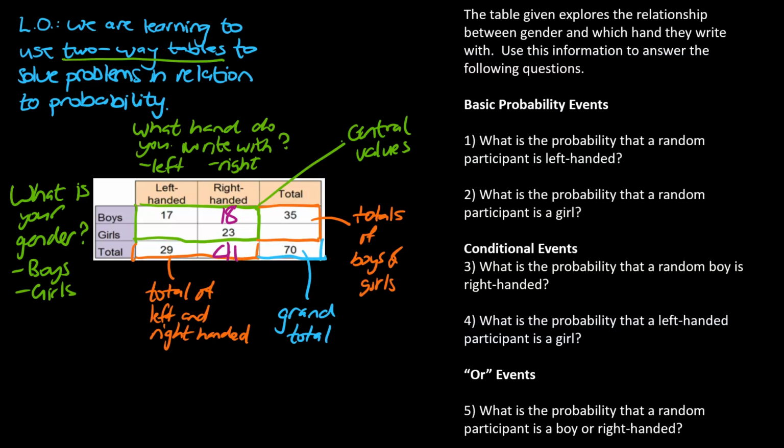We could probably work out the girl total by doing 70 minus the number of boys, so that's 35. So there's an equal amount of boys and girls involved in this. And finally, we've got one box left. We can do it by checking out the left-handed people. We can also do it by going the other way around, checking out the males as well.